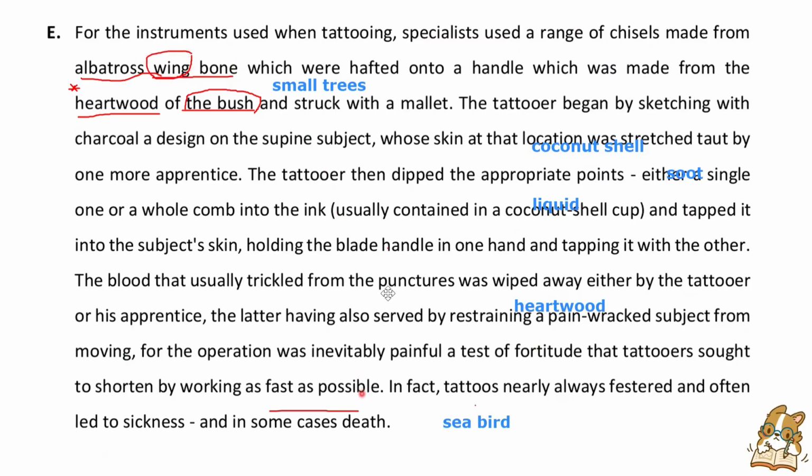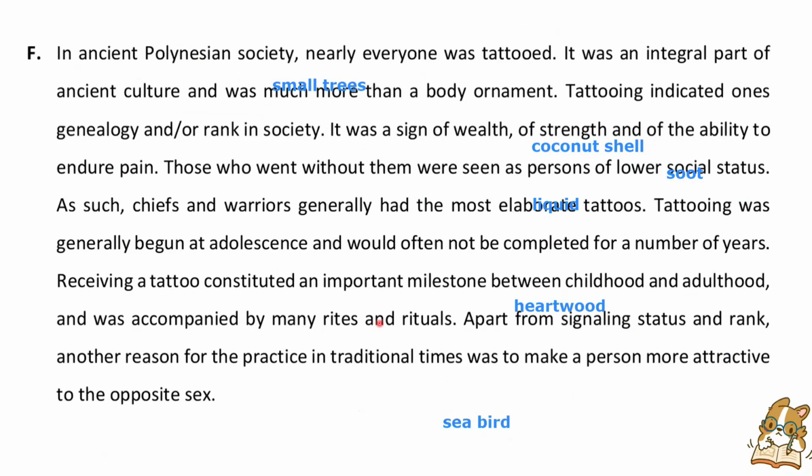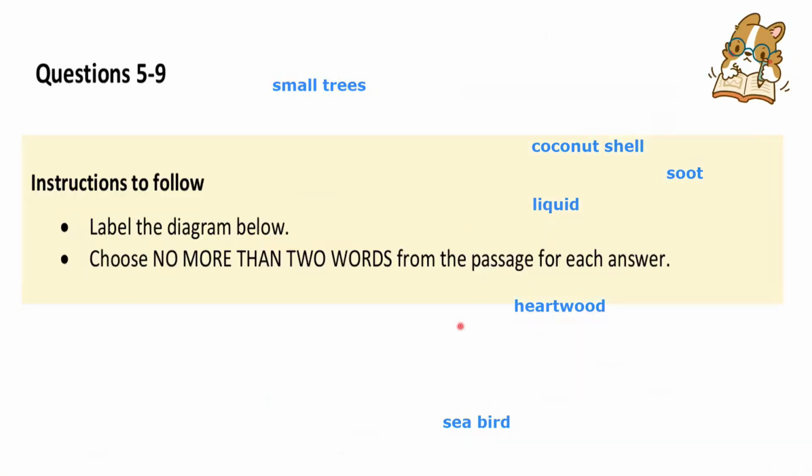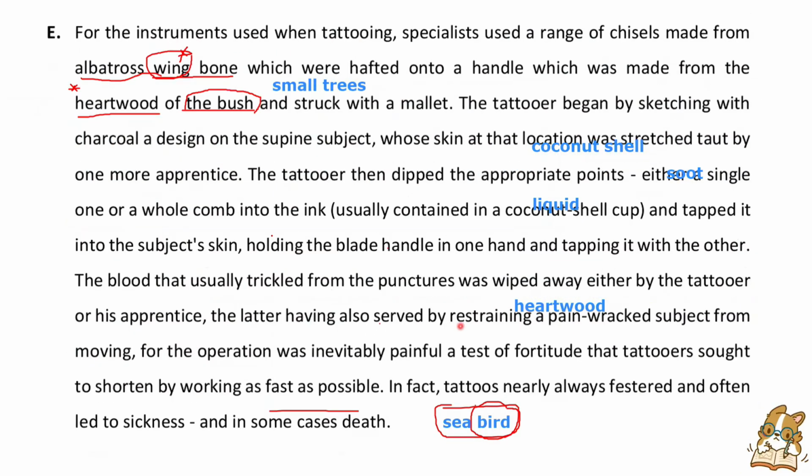So the word that we are looking for is a seabird. Now, this animal or bird itself, birds do have wings. All right, birds do have wings. Okay, so albatross wing bone. So the answer is actually just around here. So let's go back to the question itself. The question is produced from blank of seabird. Okay, so what is it? What is the seabird then? The seabird, everyone, is actually albatross.